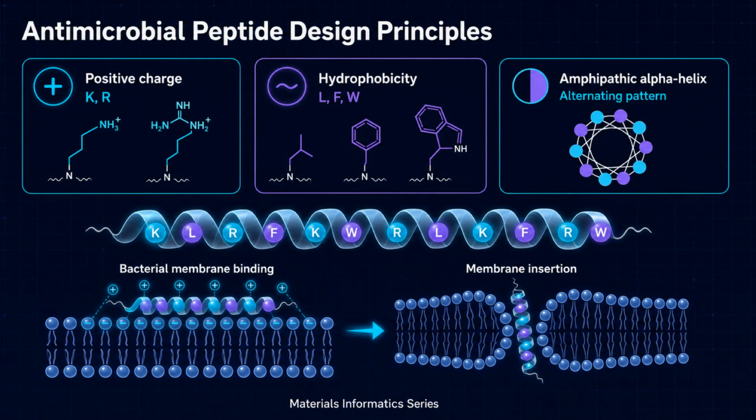Antimicrobial peptides kill bacteria by disrupting their membranes. Effective design requires positive charges from lysine and arginine to bind the negatively charged bacterial membrane, plus hydrophobic residues like leucine, phenylalanine, and tryptophan to insert into the lipid bilayer. The amphipathic structure with charged and hydrophobic faces enables membrane disruption.